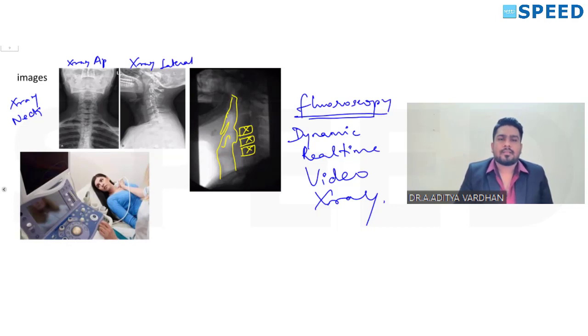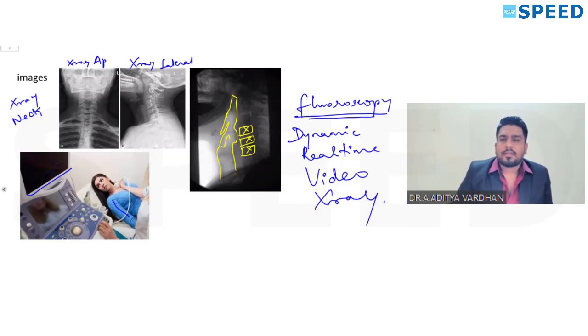The third image shows how we will perform an ultrasound of the neck. This is our ultrasound machine and here is the patient lying, and this is how we will put the probe, and we will be looking at the screen for the things present there. We will be looking at the thyroid, tracheal rings, and the arteries, the common carotid artery and the internal jugular vein, and the muscles around it.